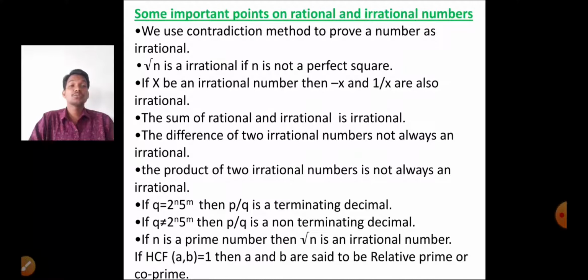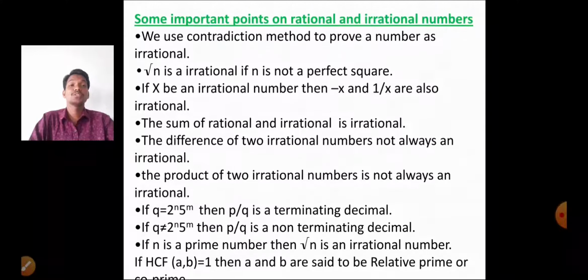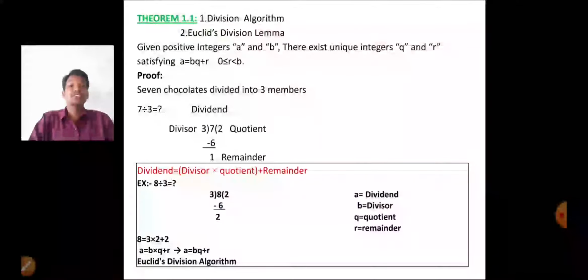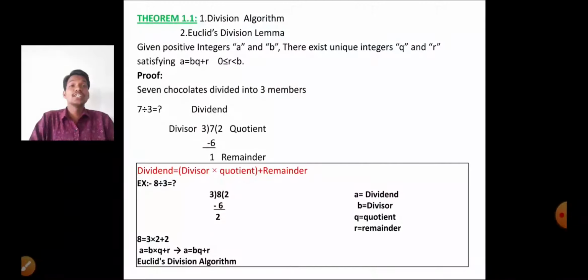The first one, Theorem 1.1, division algorithm or Euclid's division lemma. Statement: given positive integers a and b, there exist unique integers q and r satisfying a equals bq plus r. Before going to the proof, how do we get a equals bq plus r?